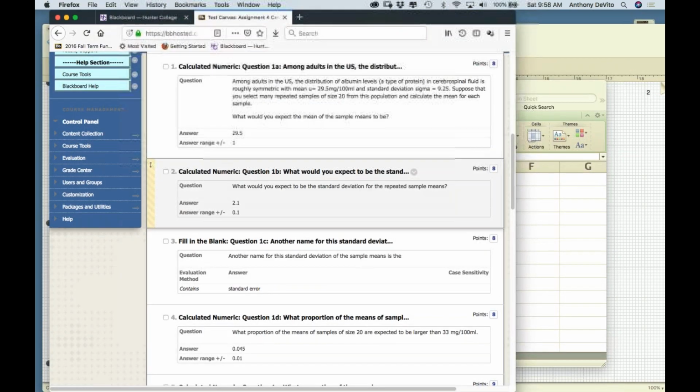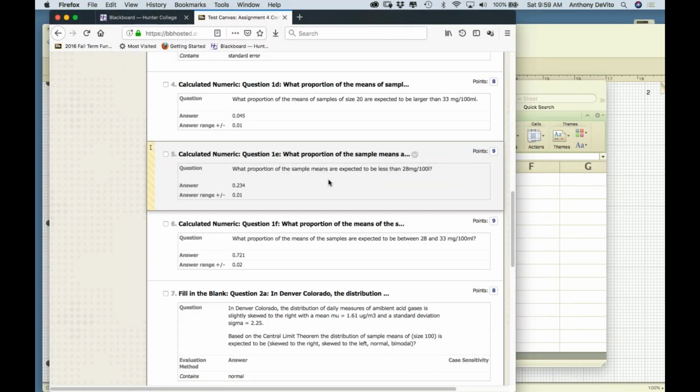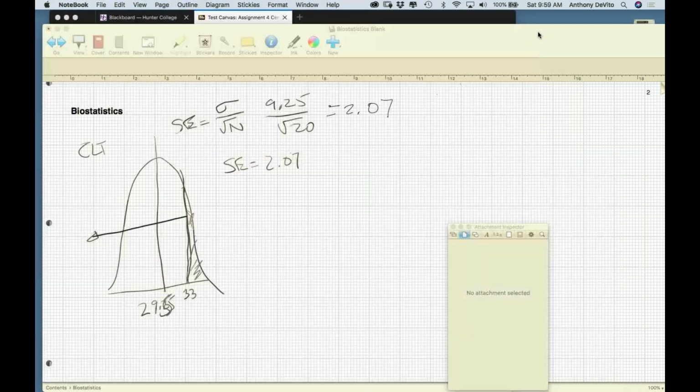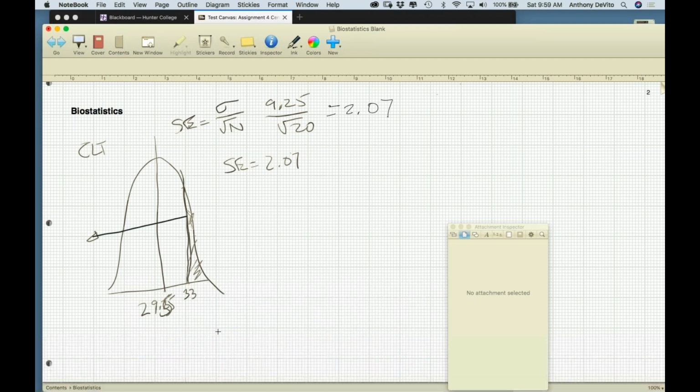So let's take a look at the next part of this problem, which is number 5. What proportion of the sample mean is expected to be less than 28 milligrams? Oh, okay, good. We kind of have a head start on that, don't we? Less than 28 would be the area from 28 down, right? So we got to either figure out the z-score, 28 minus 29.5 over the standard error. Remember, again, we're working with the sample distribution, so we're using the standard error instead of the population standard deviation, sigma. So we got to find that area in there, right?